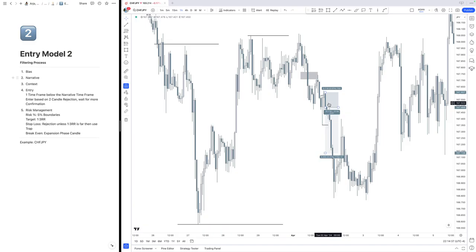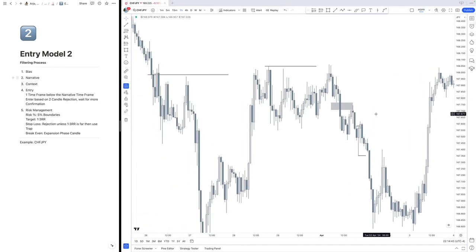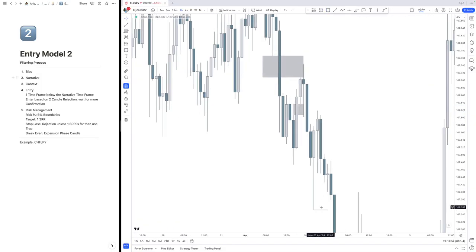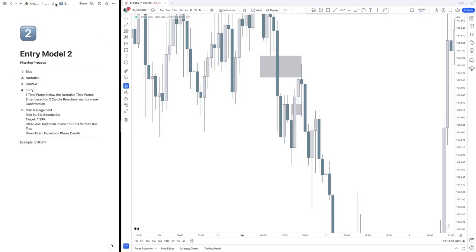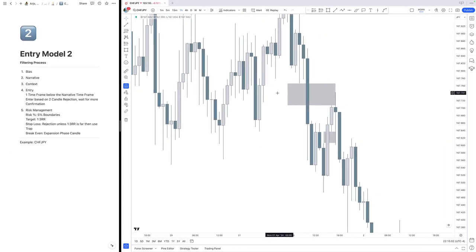Now actually before that, I also took another trade, because right here we came off of this 4 hour fair value gap right there. And off that 4 hour fair value gap, we see this candle rejection. Now this candle rejection right here is coming into a different fair value gap. So again, remember the rule that we had right here. If we go back one, we're running into an opposing PD array, wait for 2 candle rejection to fill in that opposing PD array.